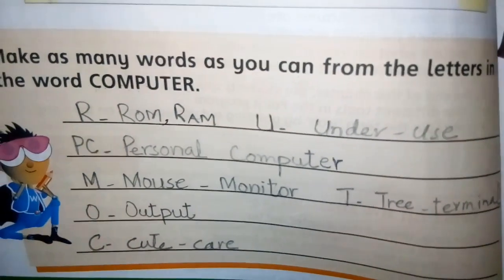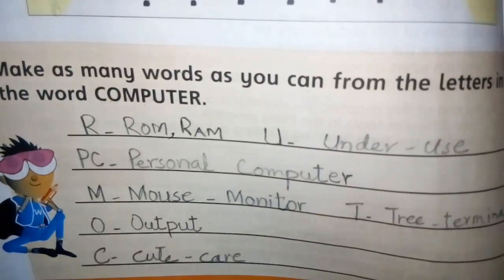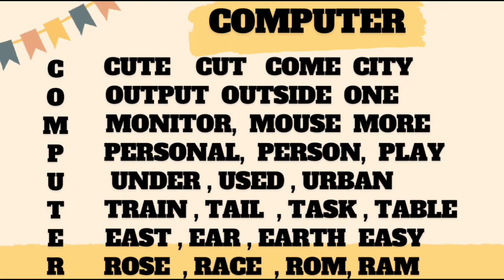You can see my presentation for the solution of these questions. C for cute, cut, come, city; O for output, outside, ones; M for monitor, mouse, more; P for personal, person, play; U for under, use; T for train; E for east; R for rose. You can make many words from these letters, as the word computer has 8 letters. You can see and easily choose the words.